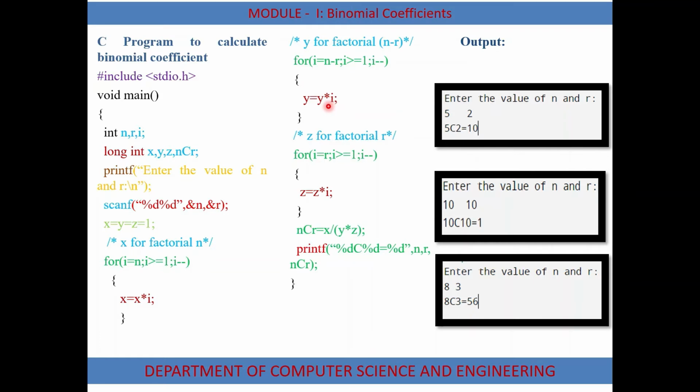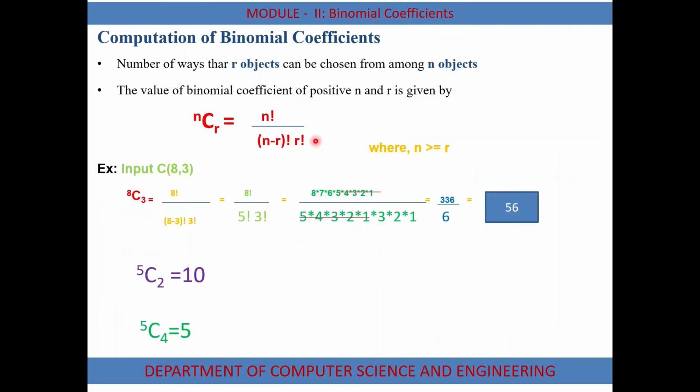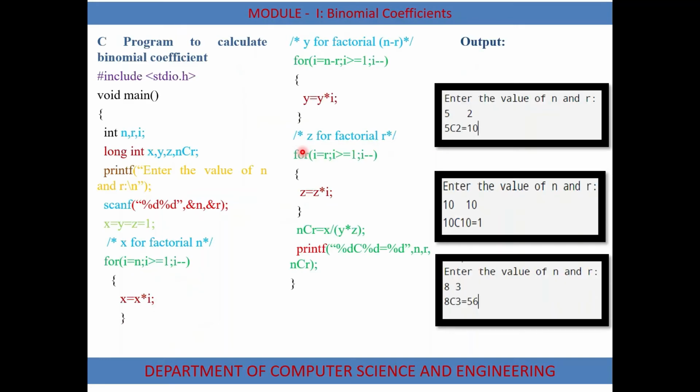Now, calculate the third term, that is r factorial. For this term, we are considering the variable as z. So calculate z as factorial of r, for I is equal to r. So the third term is r. The initial value of I is equal to r. So what is the value of r? That is 2. Now I is equal to 2. Is 2 greater than or equal to 1?